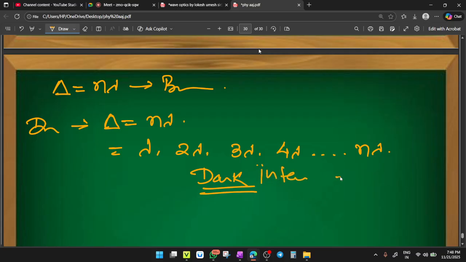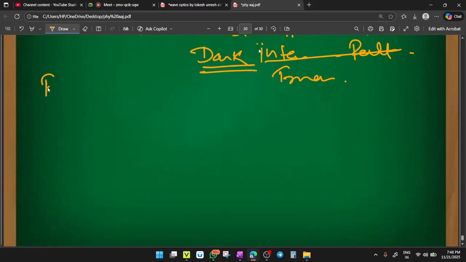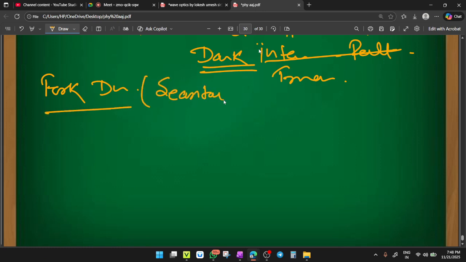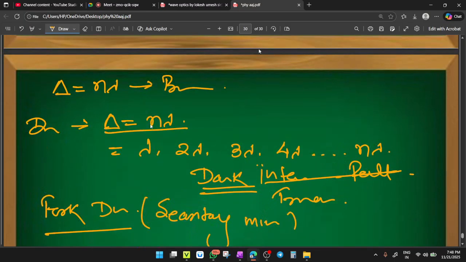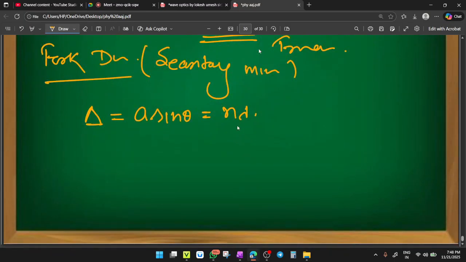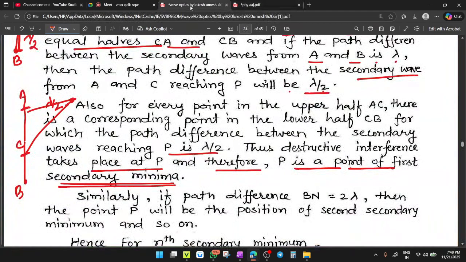interference pattern. Clear? So you will have a dark fringe. Now you can make a generalized result for dark, or you can say for secondary minima. Dark is called secondary minima. For secondary minima, your path difference delta that we have got as a sine theta should be equal to n lambda. Yes or no? For the cases of n lambda, there is a destructive interference. So a sine theta equals n lambda.